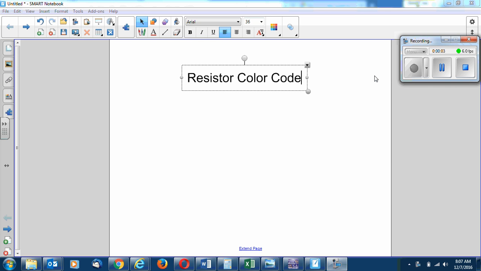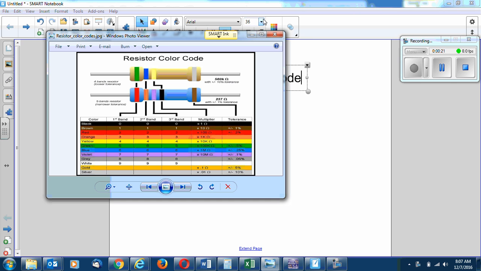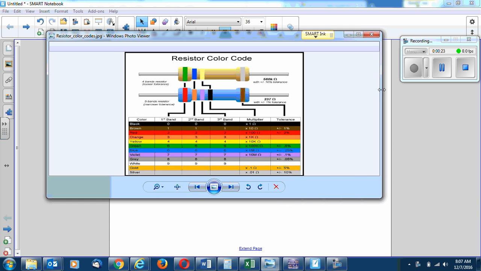Hello all, today I want to talk to you about resistor color code. This is a very simple topic. All you have to do is read the color code and do a smallish calculation. First, let's take a look at the color code itself. Here's the picture of the color code. Let me make it a little larger.